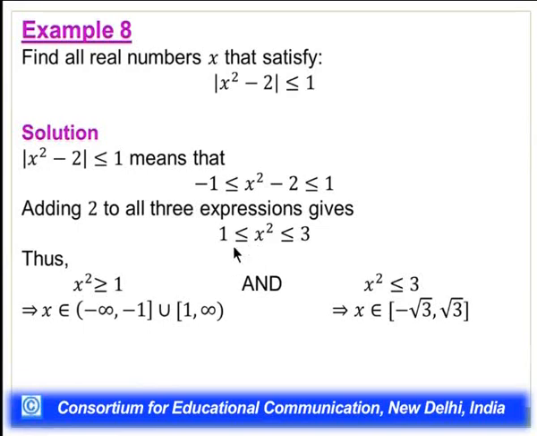Now this inequality here, where my cursor is pointing, is saying that x square is greater than or equal to 1, and at the same time, please note here it's an "and", x square also has to be less than or equal to 3.